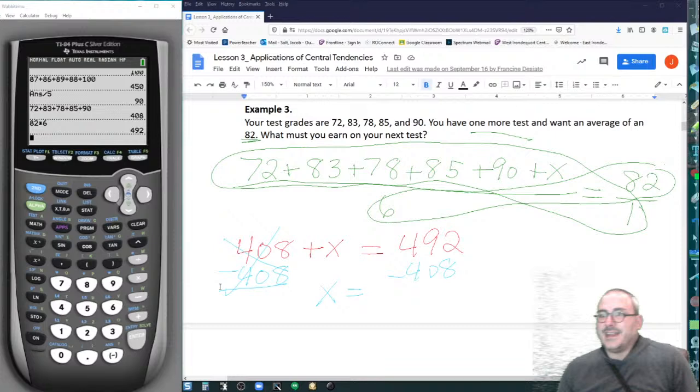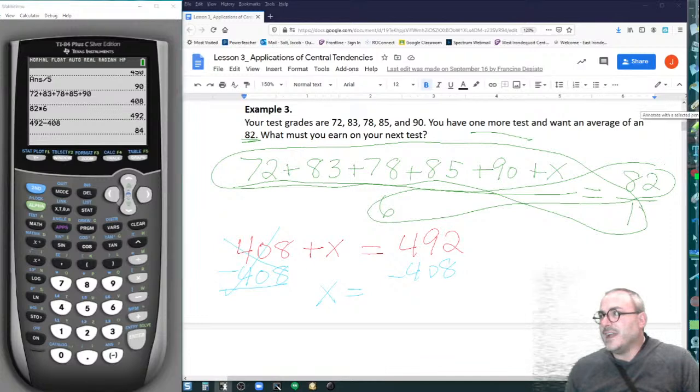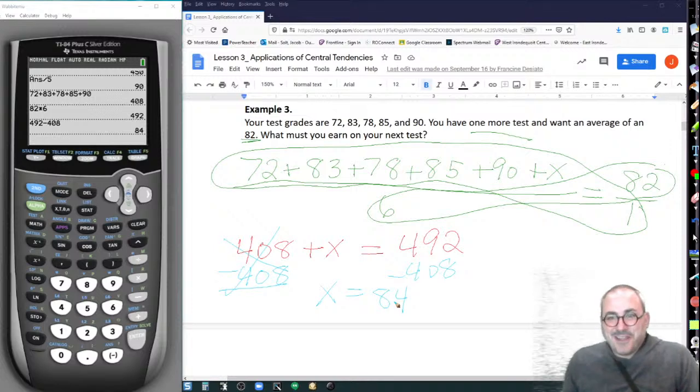And I could probably do this in my head if I wanted to worry about computation, but I'm not gonna. Just gonna let the machine help me out here, and I'm gonna worry about thinking about bigger things like setting up equations, interpreting them, and then teaching it. All right. So x is 84.